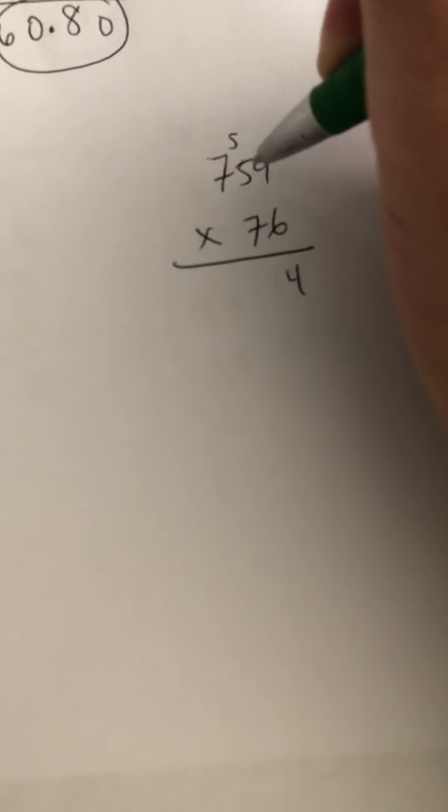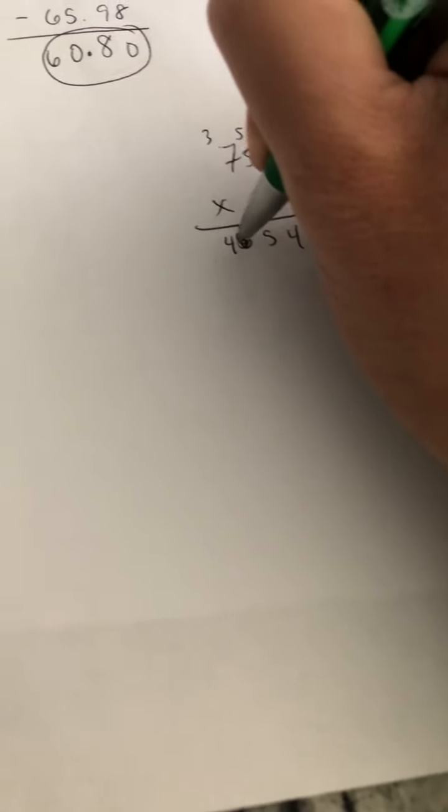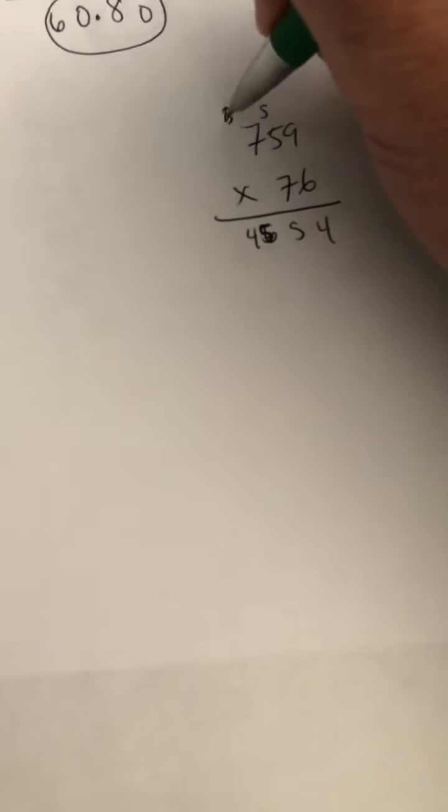6 times 9 is 54. 6 times 5 is 30, plus 5 is 35. 6 times 7 is 42, plus 3 is 45. Scratch these numbers out here so we don't re-add them in.